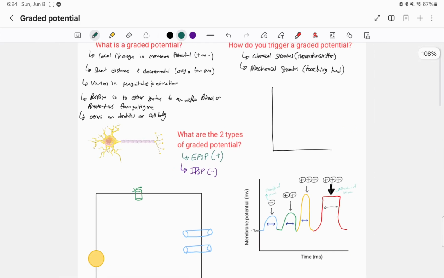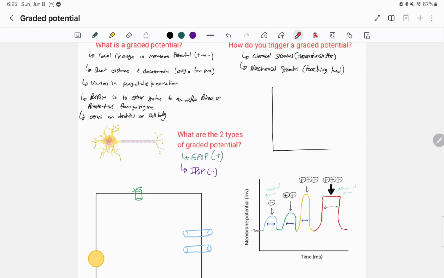Alrighty, that's really important, okay? All of these are really, really important to remember. So there are two types of graded potentials, an EPSP or an IPSP. EPSPs make the resting membrane potential more positive, whereas an IPSP makes the resting membrane potential more negative, okay?